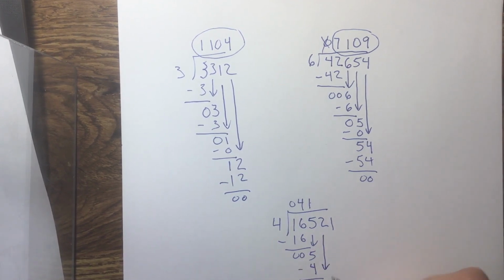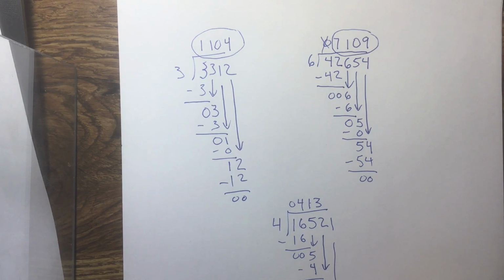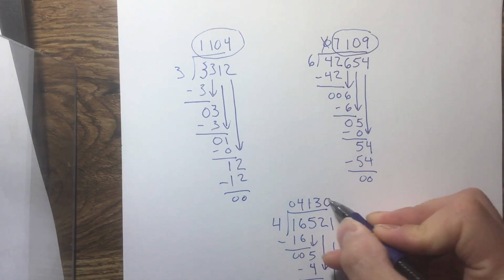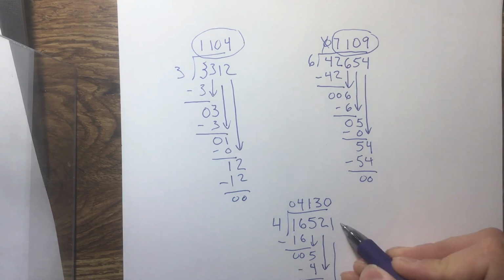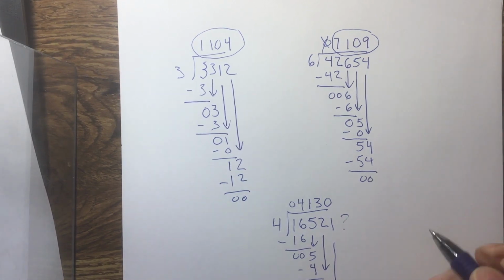4 into 12. Well, it can go in there 3 times. 3 times 4 is 12. We subtract. Now here's what you're going to see later on. We bring down this next number. We have a 1. 4 goes into the 1. Well, it can't. 1's too small. So we put a 0 here. 4 times 0 is 0. We subtract. Now look here. We check. There's no other numbers here.